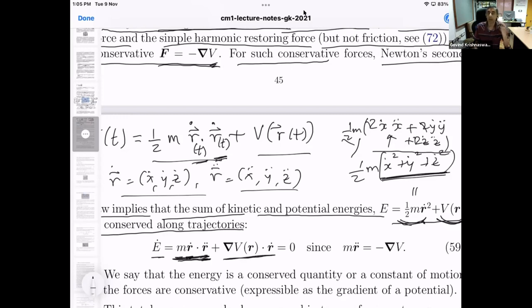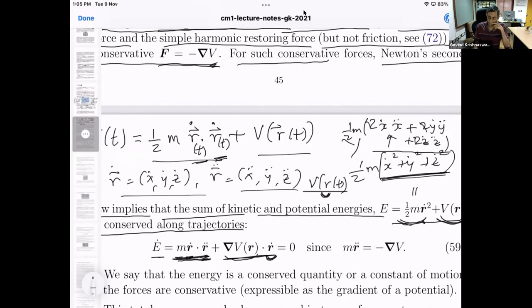Now there again, we have to use the chain rule of differentiation, because V is a function of R, which is a function of time. The chain rule says to differentiate V with respect to time, first differentiate it with respect to R, and then differentiate R with respect to time. Okay. So as we did before, I encourage you to check this.